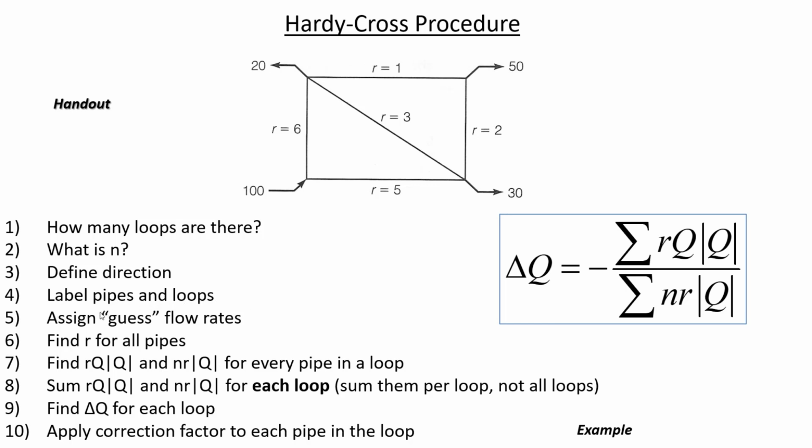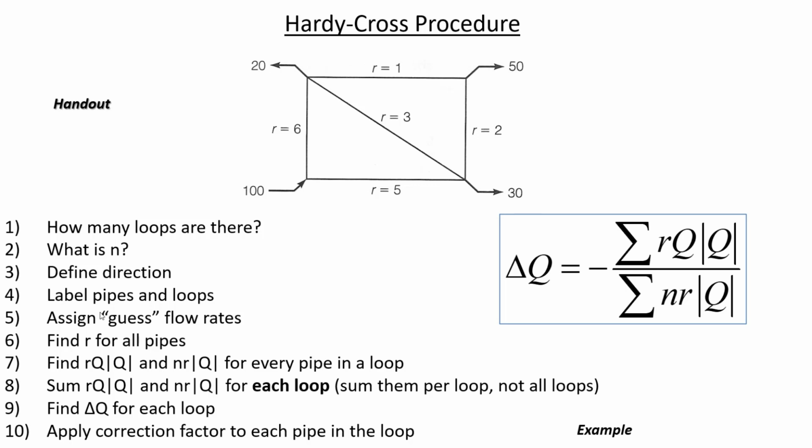So we have to assign guess flow rates. Let me show you what I mean by that. The flow is coming in at 4, out at 1, out at 2, and out at 3. So we've got 30 coming out here, 50 coming out at 2, 20 coming out at 1, and then 100 units of flow coming in at 4.